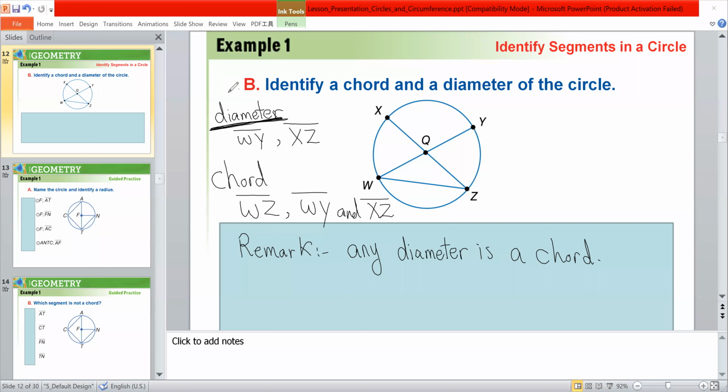Any chord is a diameter? No. Because we have a chord WZ. WZ is a chord and is not a diameter. For a chord to be a diameter, it must pass through the center. So any diameter is a chord and the opposite is not correct. Okay, we're going to another example.